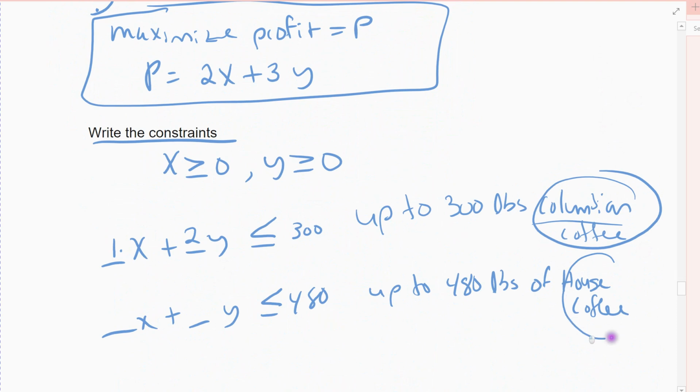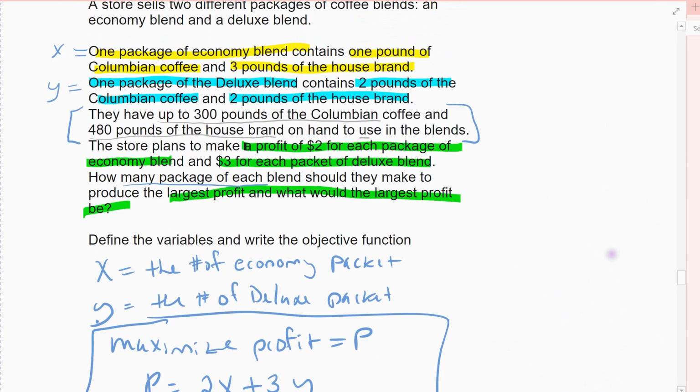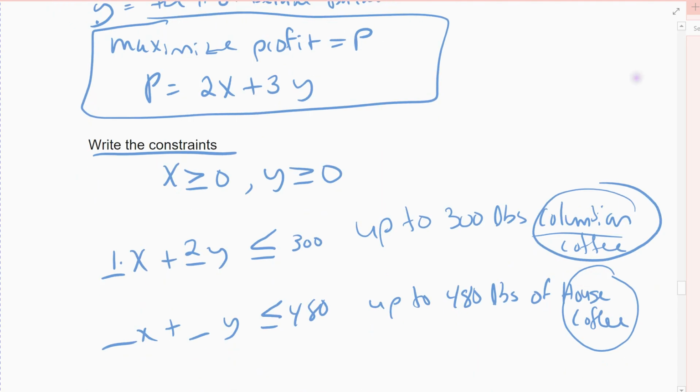Alright, now the house coffee. So now I'm looking at the house coffee. So again, they have up to 480. So when they add the two different types of packages together, it has to add up to 480 or less. The economy takes 3 pounds of the house, and the deluxe takes 2 pounds. So 3 for X, 2 for Y.